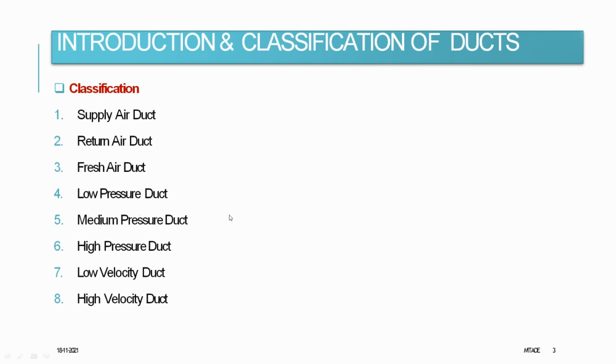Now, depending upon the pressure, again three names are there: low pressure duct, medium pressure duct and high pressure duct. Based upon the different kinds of pressures at which they operate, they are divided into three types. Depending upon the velocity, ducts are categorized as low velocity duct and high velocity duct, based upon mass flow rate. Others, based upon shape, are circular duct, rectangular duct and square duct. These are the types of ducts.